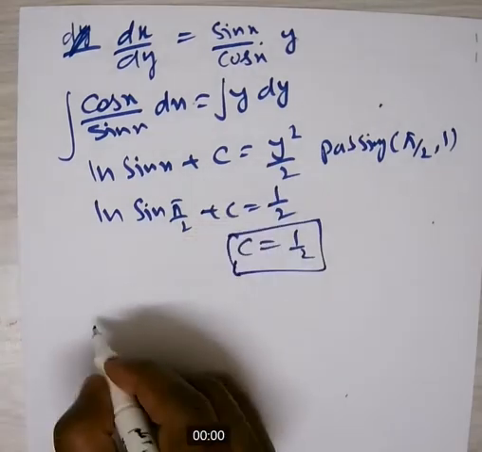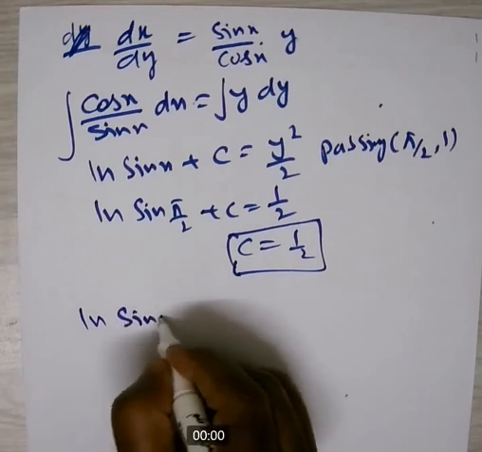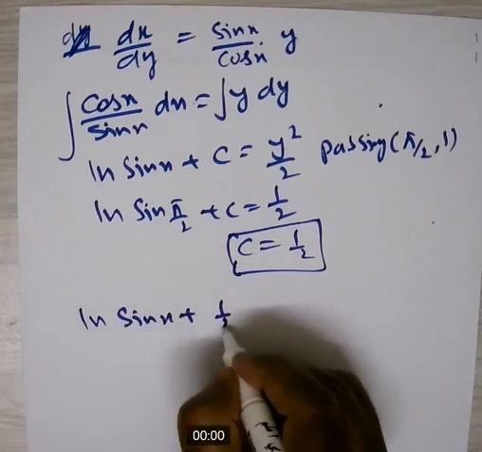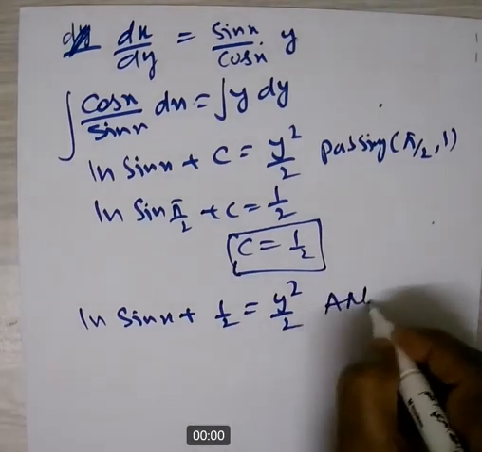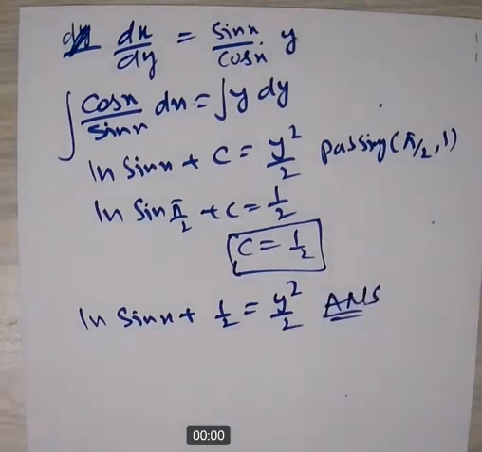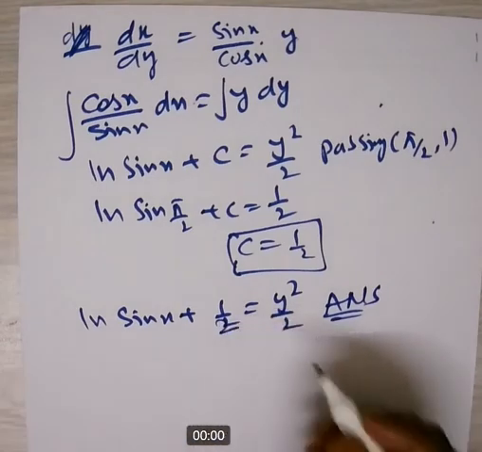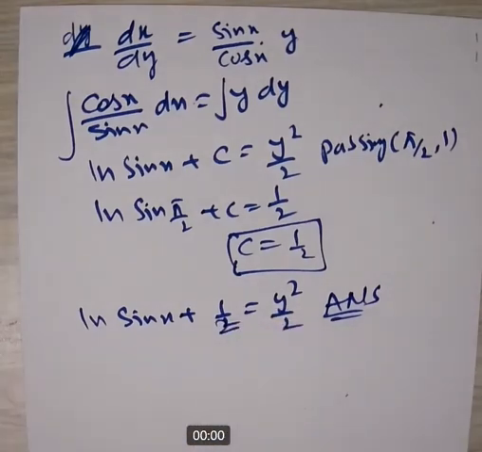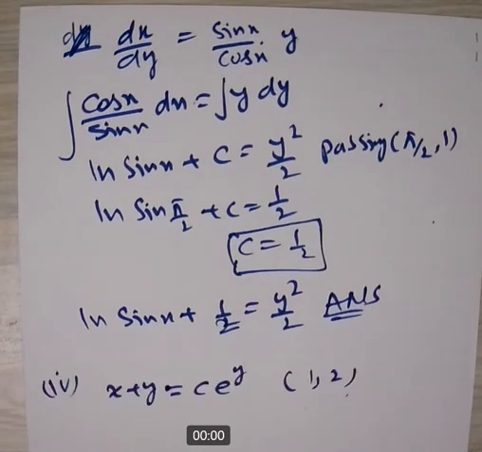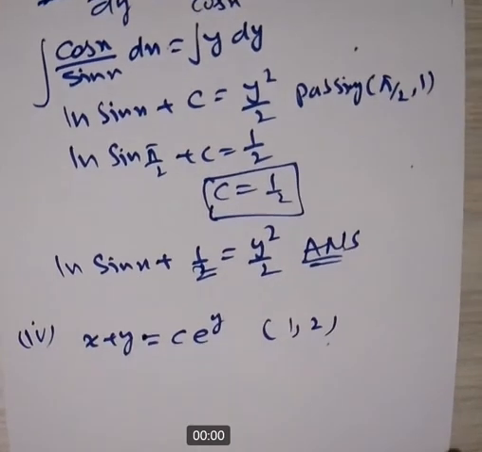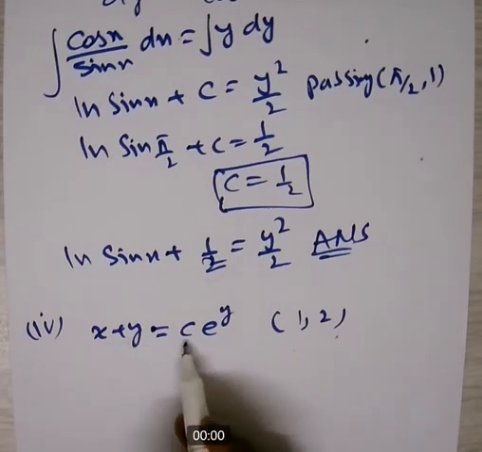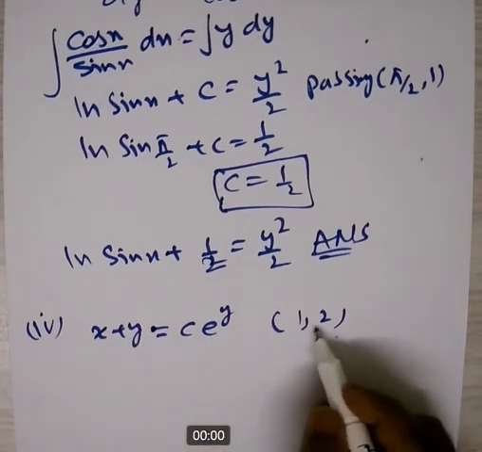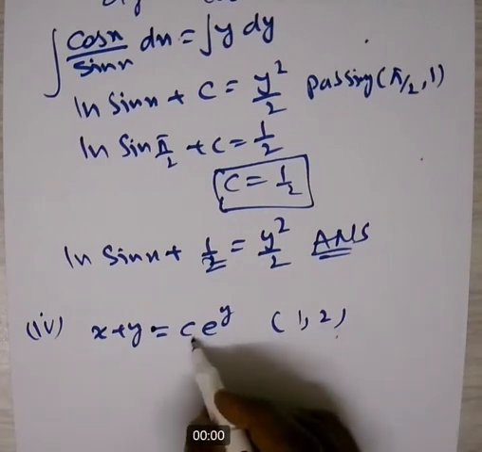Now replace this one here: ln sine x plus 1 by 2 equal to y square by 2. So this one is the orthogonal trajectory of the given function, where the curve passes through pi by 2 comma 1. Now another very beautiful question: find the orthogonal trajectory of x plus y equal to c e power y, which is passing through 1 comma 2, where c is the parameter.